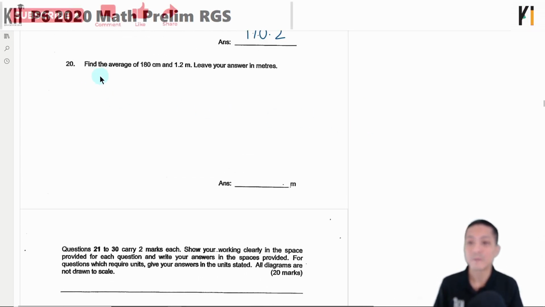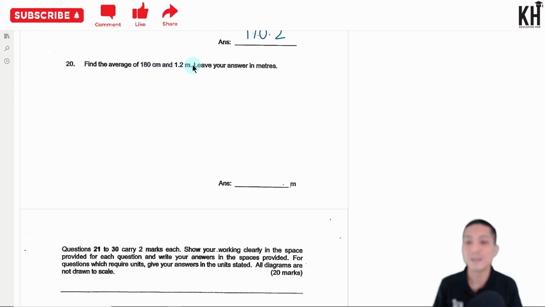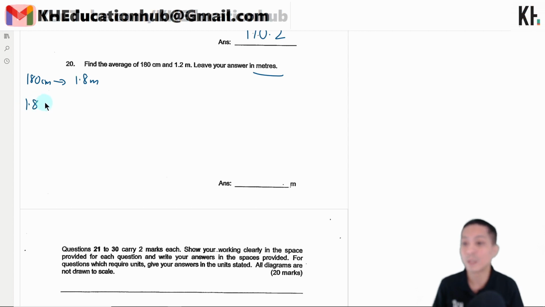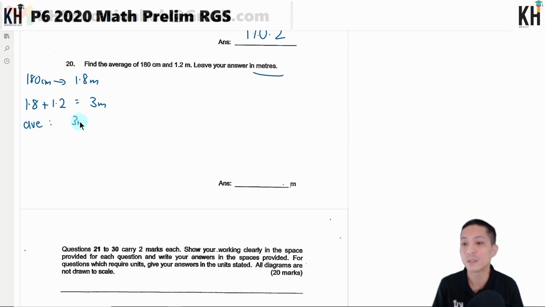Okay, question 20. Find the average of 180 cm and 1.2 meters. Leave your answer in meters. I'm going to convert 180 centimeters into meters. It's going to be 1.8 meters. So I'm going to use 1.8 plus 1.2, which will give me 3 meters. To find the average, I'm going to use 3 meters divided by 2, which will give me 1.5 meters.